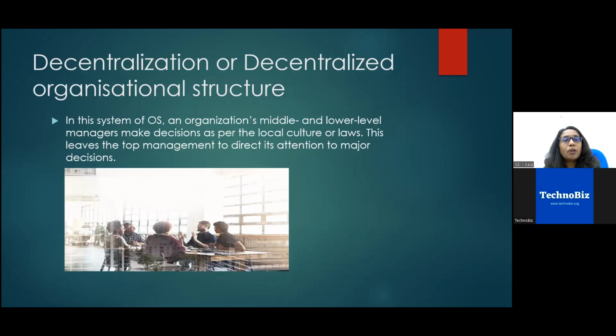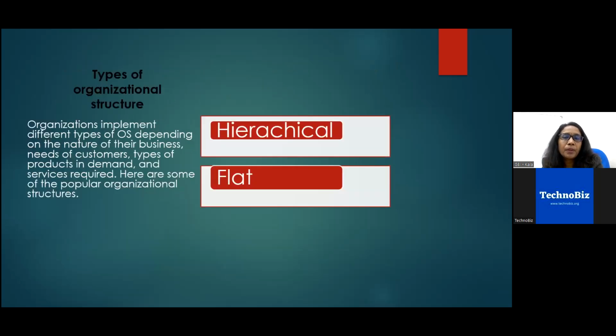Decentralization, or decentralized organizational structure. In this system of organizational structure, an organization's middle and lower level managers make the decisions as part of the local culture or laws. They will run the show. This leaves the top management to direct its attention to major decisions. They will focus on the major decisions, and they won't look into the micromanagement in the organization.